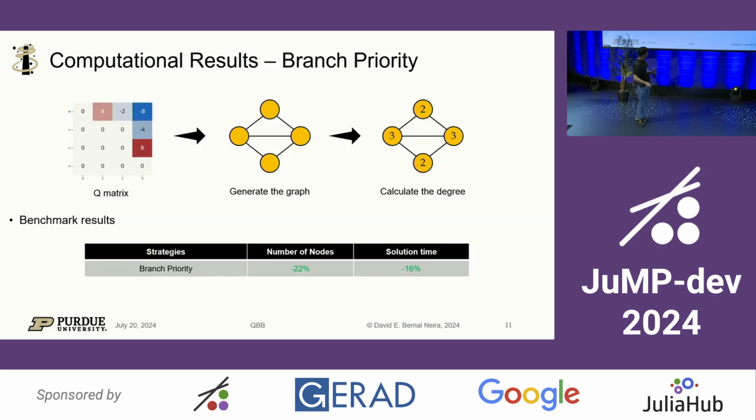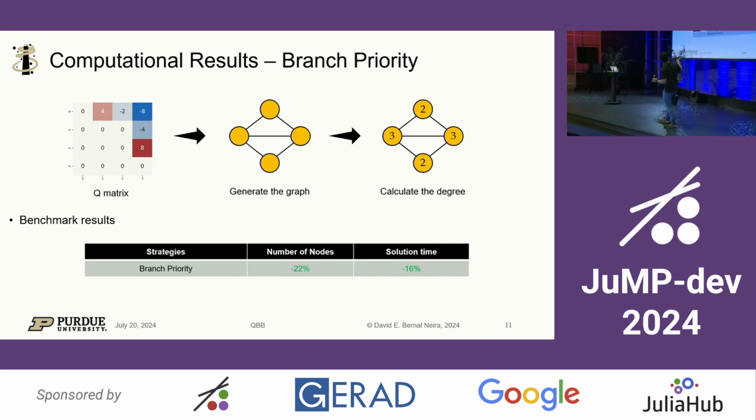So first, just by setting the branching priority for these QUBOs to be following the order of the connectivity of the graph induced by the Q matrix, right? In QUBO, we have minimize X transpose QX, and that Q matrix is basically the incidence matrix of a graph. If you go there and compute degrees of each one of those nodes and set those as the branch priority, boom, you already reduce the number of nodes by 22% and the solution time by 16% to prove global optimality on these instances.